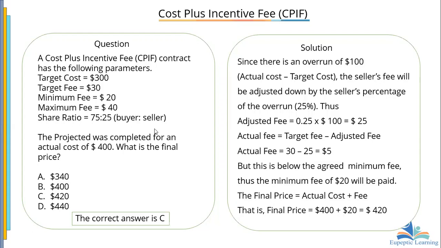So the ratio usually depends on the contract. For instance, this one is 75 to 25. Every time the ratio is given, the percentage that goes to the buyer comes first, and then that which goes to the seller comes next. So in this case, we're only given the share ratio, and we are asked: if the project was completed at an actual cost of $400, what will be the final price?